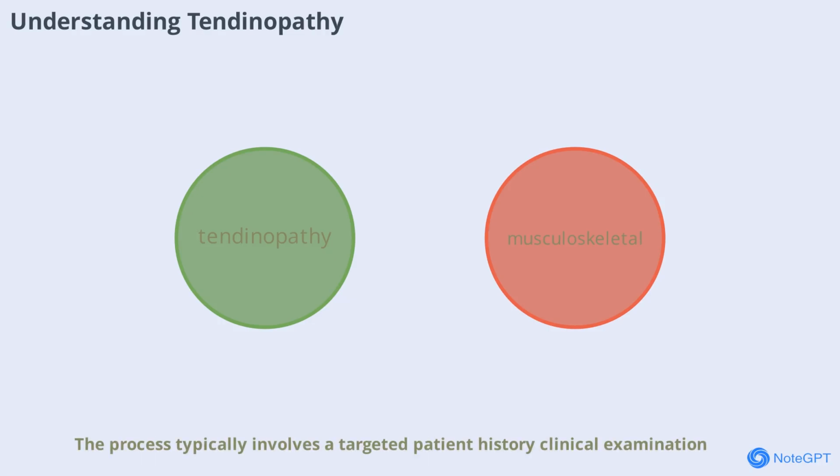The process typically involves a targeted patient history, clinical examination, and selective imaging if needed. While tendinopathies share common pathological features, each anatomical region presents unique symptoms and requires tailored treatment strategies. In this video, we'll explore the diagnosis, evaluation, and management of 6 common tendinopathies, highlighting recent advances and best practices.